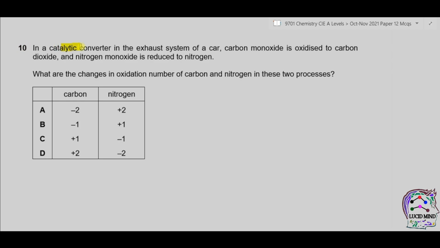Question 10. In the catalytic converter in the exhaust system of a car, carbon monoxide is oxidized to carbon dioxide and nitrogen monoxide is reduced to nitrogen. What are the changes in oxidation number of carbon and nitrogen in these two processes? We can write the equation. First one is carbon monoxide, which is oxidized to CO2. Second one is nitrogen monoxide, which is reduced to N2.